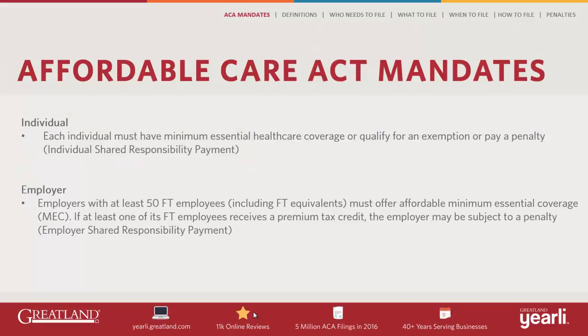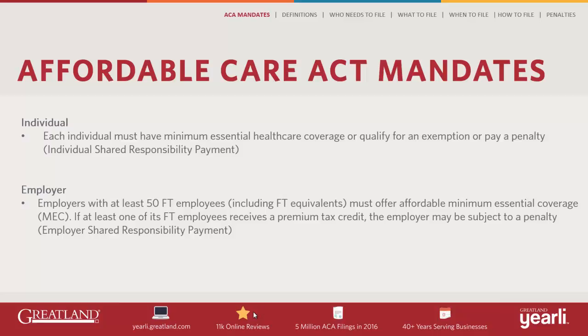There are two primary mandates that serve as the basis for the Affordable Care Act. The individual mandate states that each individual must have minimum essential health care coverage or qualify for an exemption or pay a penalty. The name of this penalty is the individual shared responsibility payment.